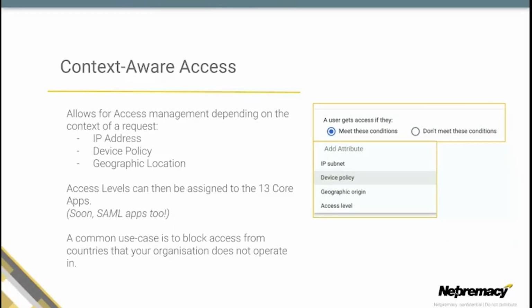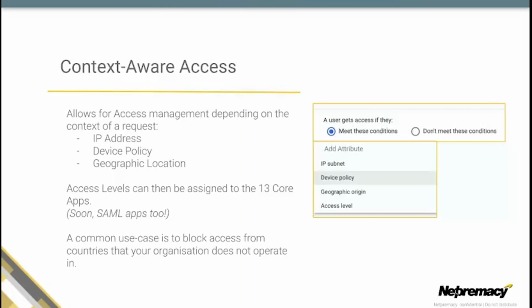Context-aware access covers the specifics of a user's access request, and then it grants or rejects access based on certain parameters with that access request. So we can create access levels based on things like IP address, device policy, or geolocation of a user's request. We can then apply these access levels against the 13 core applications. And currently, it was announced this week, there is a beta for context-aware access to support SAML applications as well. Things like Workday, where you still want to make sure that data is protected, but G Suite is just expanding the areas that it covers.